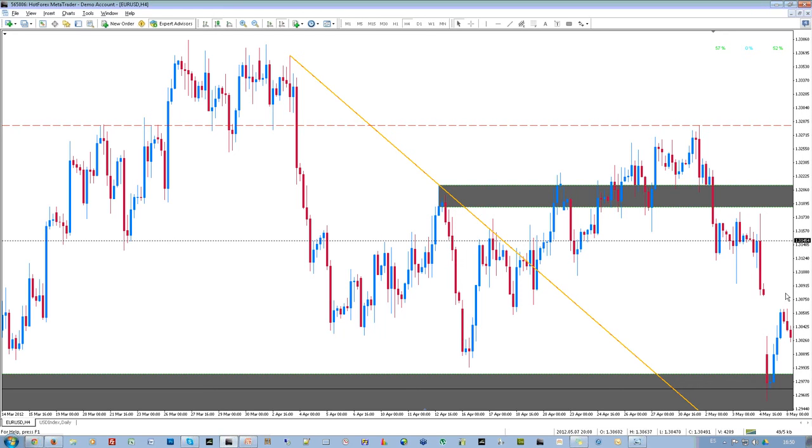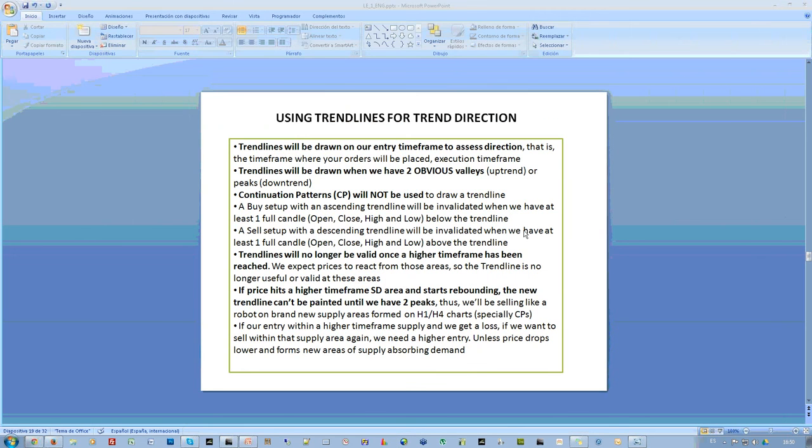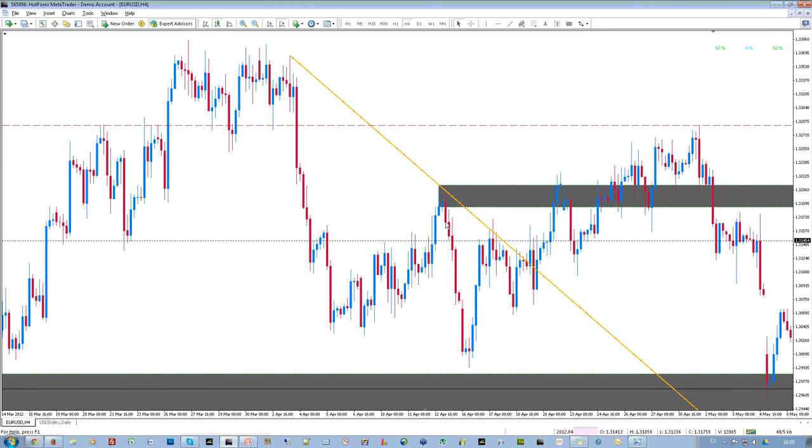One candle. This one candle negates the trade because we have one full candle broken here. A sell setup with a descending trend line will be invalidated when we have at least one full candle, open, close, high, and low, above the trend line. So, no trade. You would have had a loss for sure.